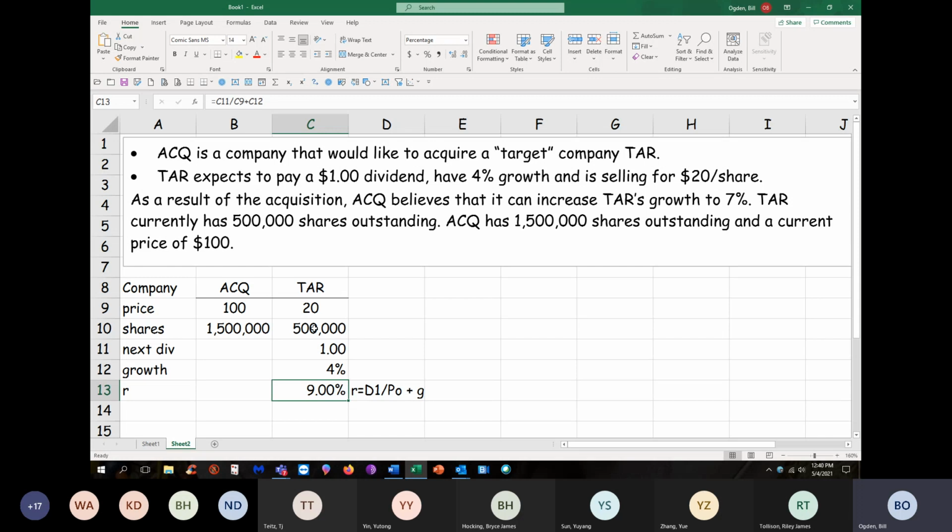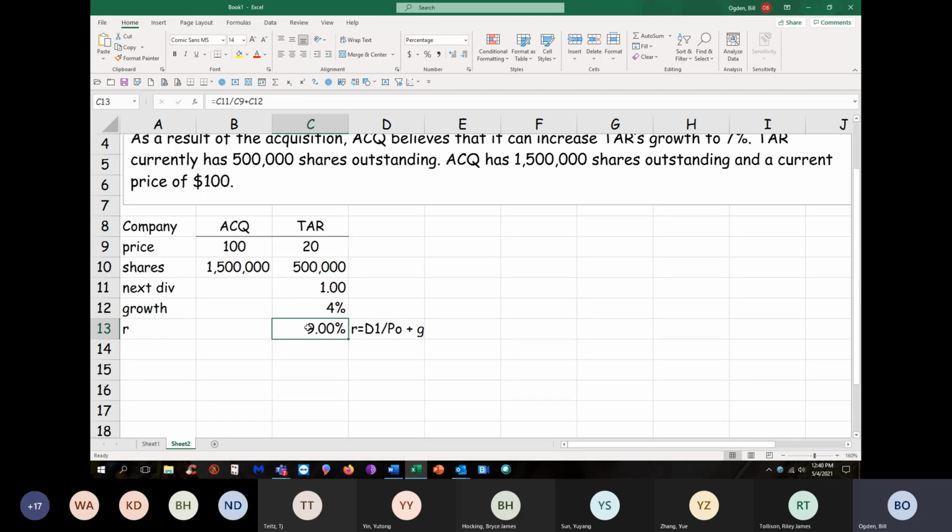You see, I don't have a beta here. I don't have a risk-free rate. You just have to use the information that you have. All right, so let's continue. So let's value TAR with G equals 7%.